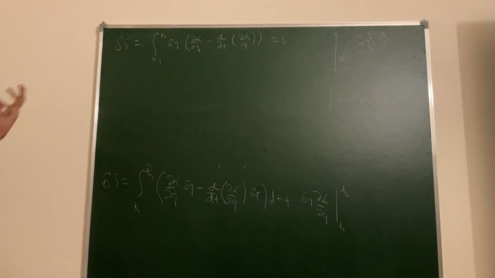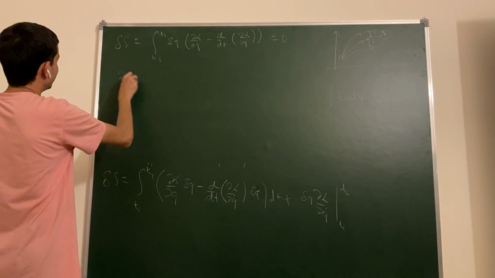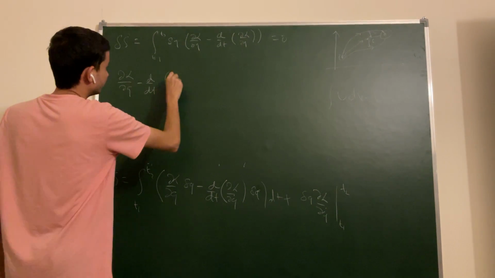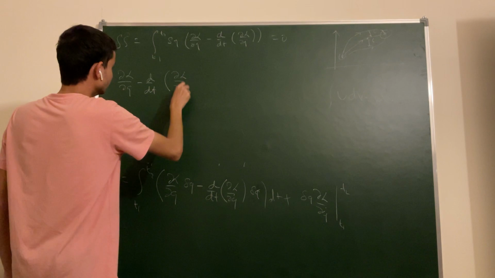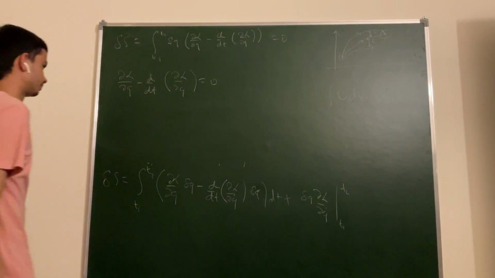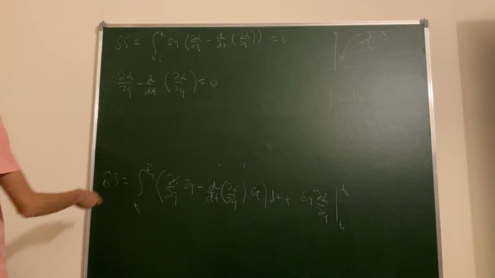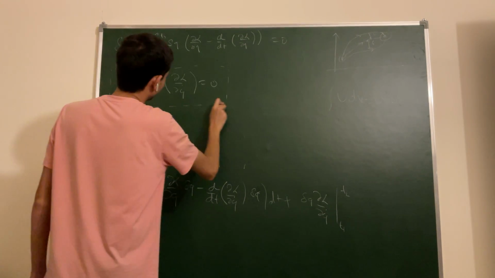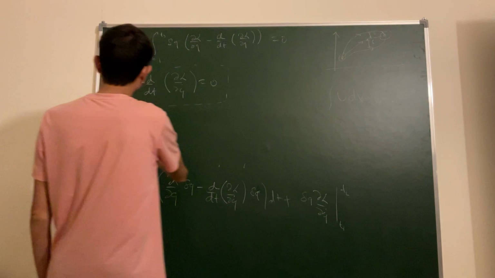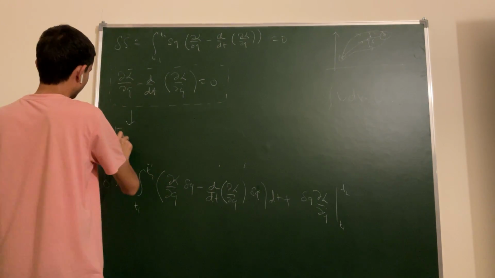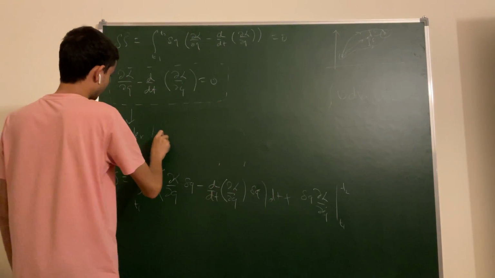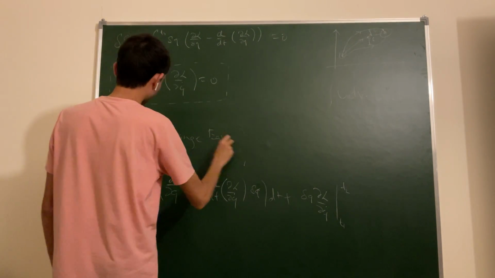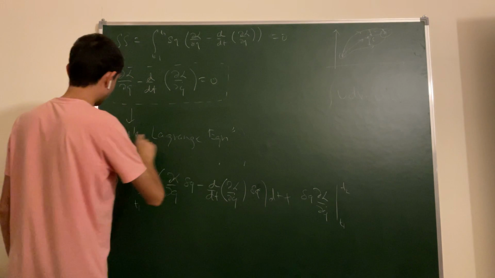Now what we know is if this is extremized, delta S should be 0. So here, del L upon del Q minus d upon dt of del L upon del Q dot equals 0. And this equation is the famous Euler Lagrange equation. This one is the famous Euler Lagrange equation. Okay, that's great.